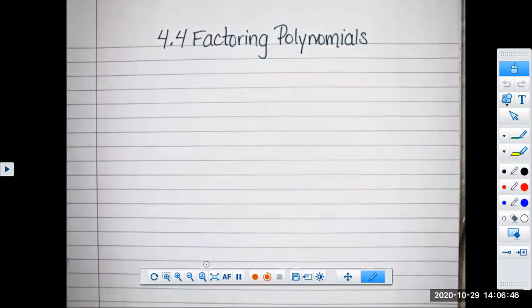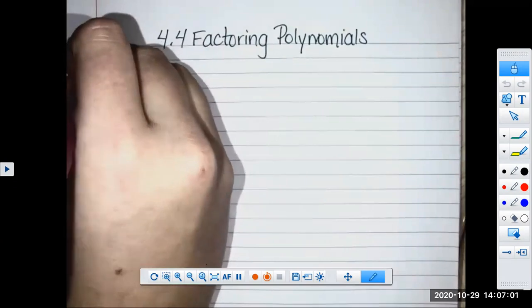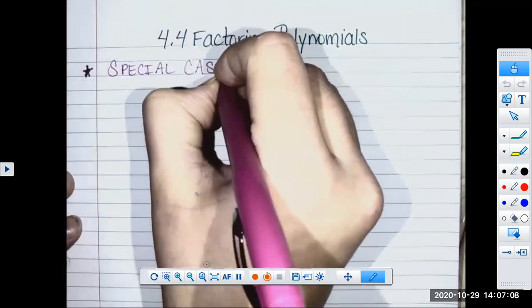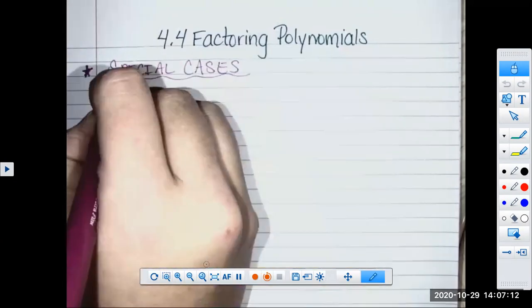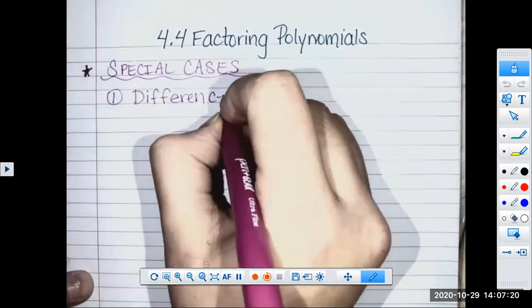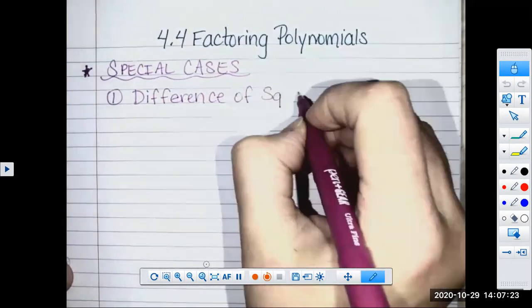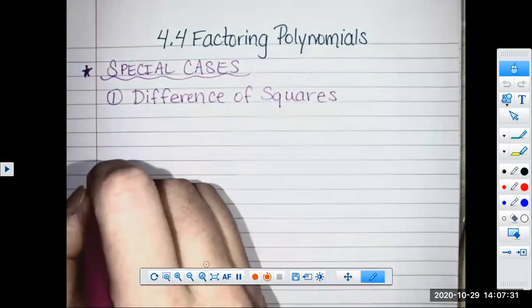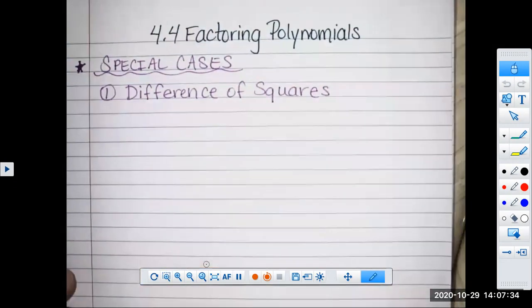We're going to look at special cases of factoring. Then we're going to look at factoring trinomials and then factoring completely using a mix of special case and trinomial. So the first thing, let's look at special cases. Okay, the first special case is called the difference of squares.